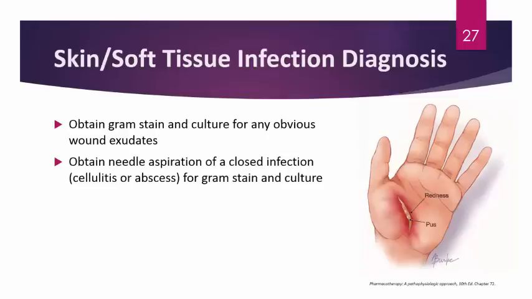The first one we'll talk about is skin and soft tissue infections. So some things that you should know in terms of the diagnosis of skin and soft tissue infections is, if possible, you should obtain a gram staining culture for any obvious wound exudates that come up from whatever wound you're looking at, and potentially obtain a needle aspiration of a closed infection like a cellulitis or an abscess for a gram stain as well as culturing.